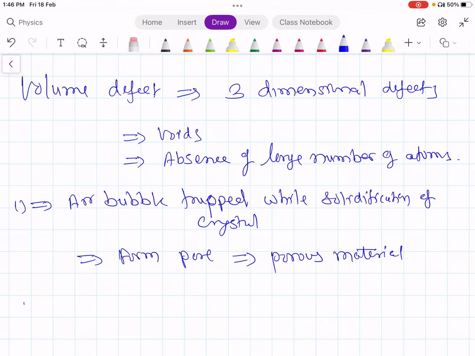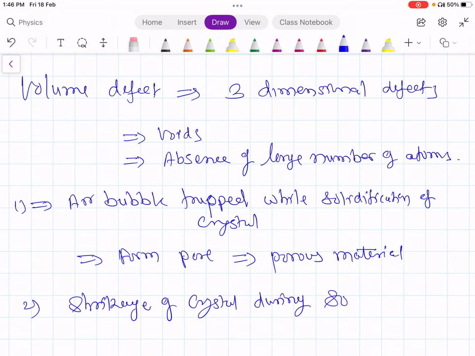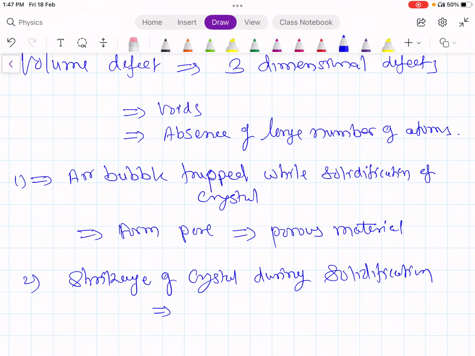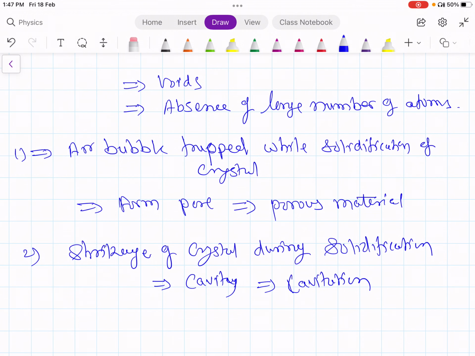This is one way. Another is there can be shrinkage of the crystal during solidification. If the crystal shrinks, then this produces a cavity. The cavity process is called cavitation. A large number of cavities will be produced. So this is another way of creating the volume defects.